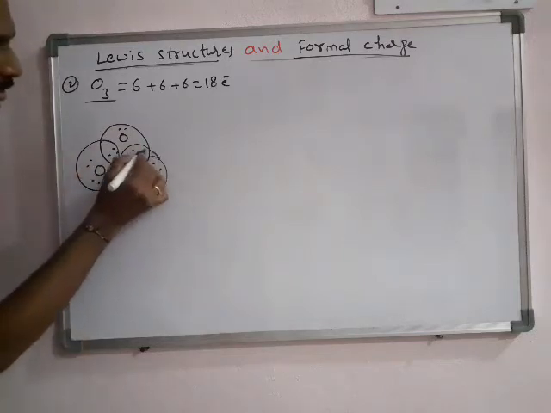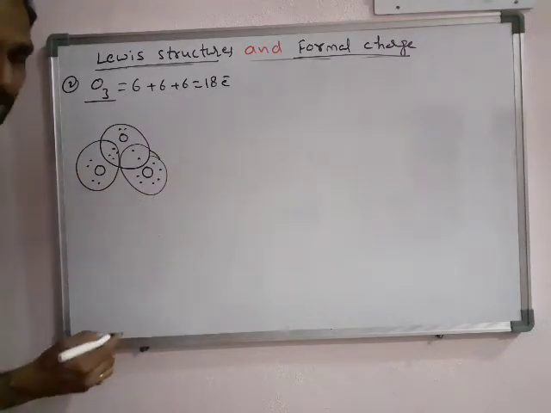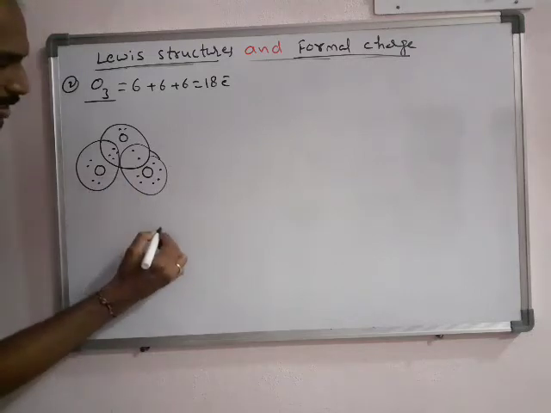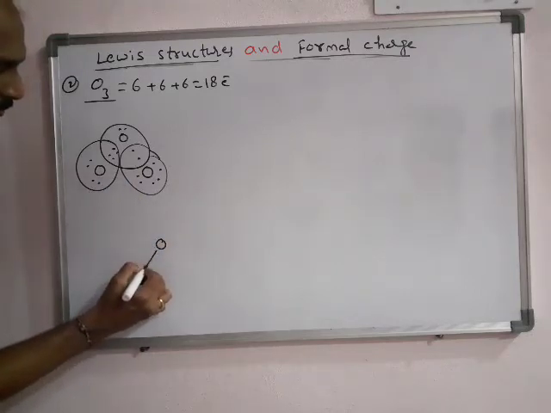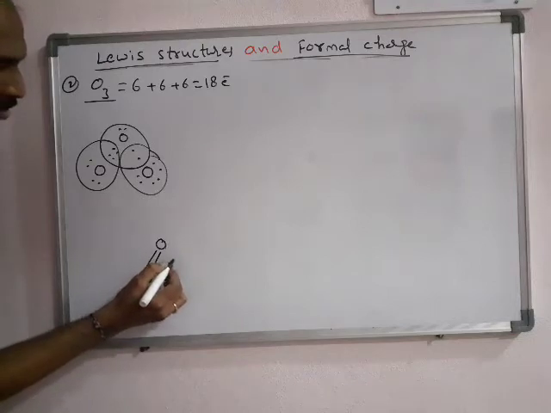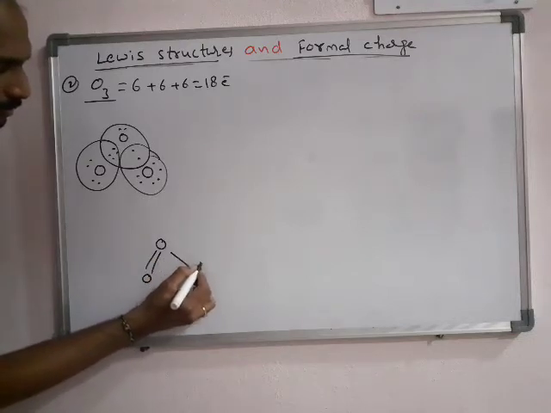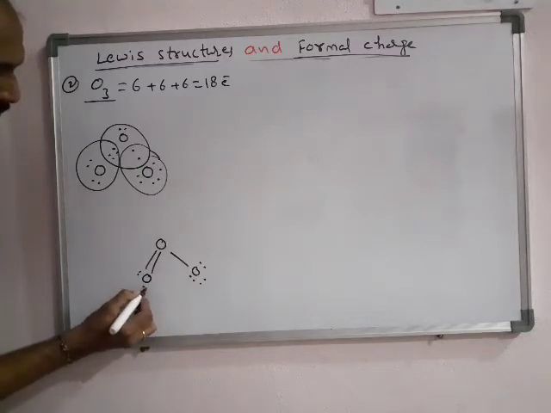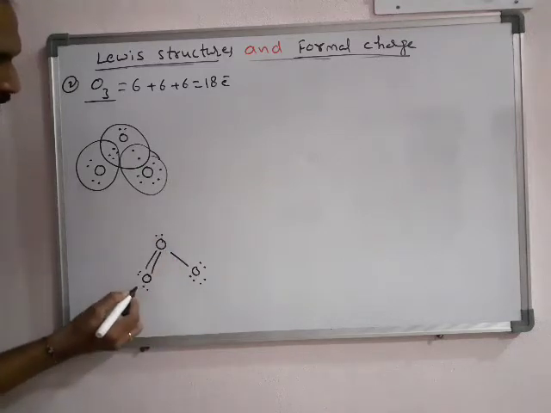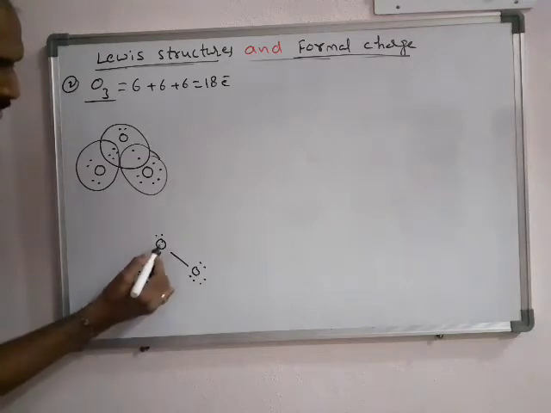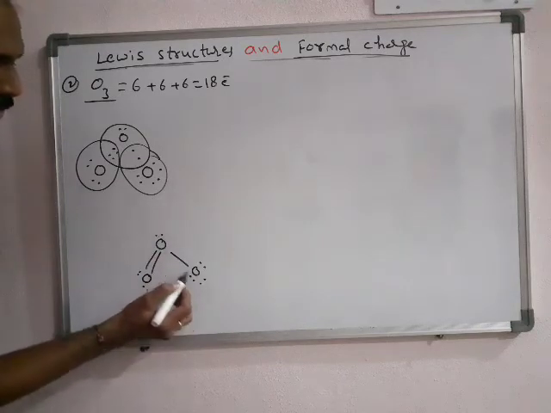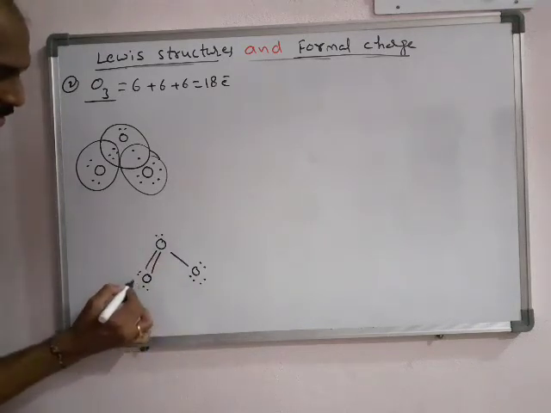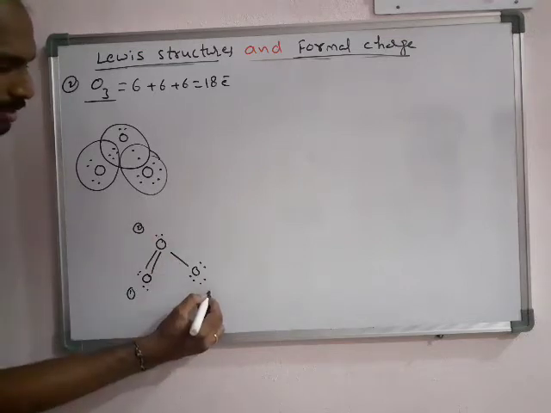That's why the Lewis structures are known as best gaseous structures. So for this we can write the structure of ozone like this, where one oxygen has 2 lone pairs, another has 1, and another has 3 lone pairs. So it is oxygen 1, oxygen 2, oxygen 3.